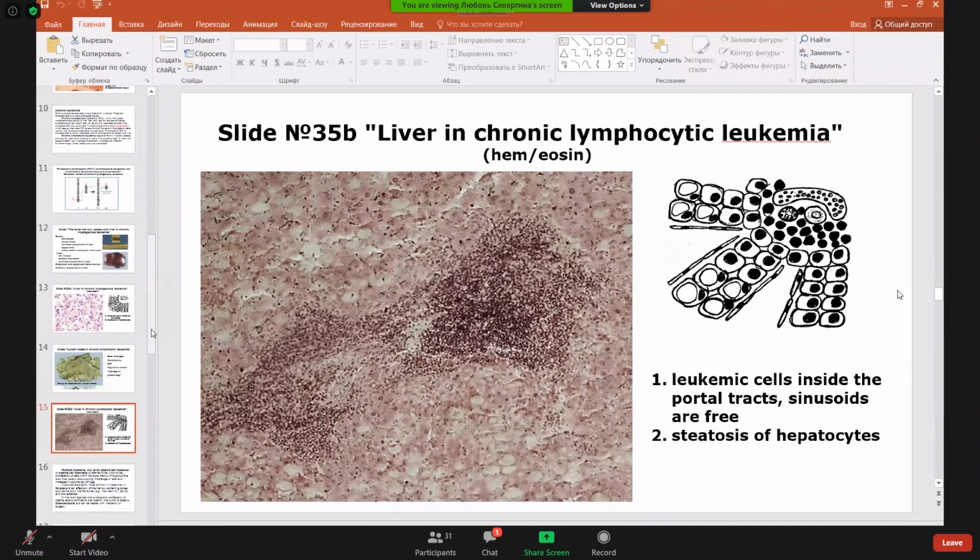And on the photo, yes, I didn't show you, accumulation of cells in the portal tract, and you see whitish colored areas in the cytoplasm of hepatocytes, steatosis, and of course the sinusoids in between the cells are free of the leukemic cells.